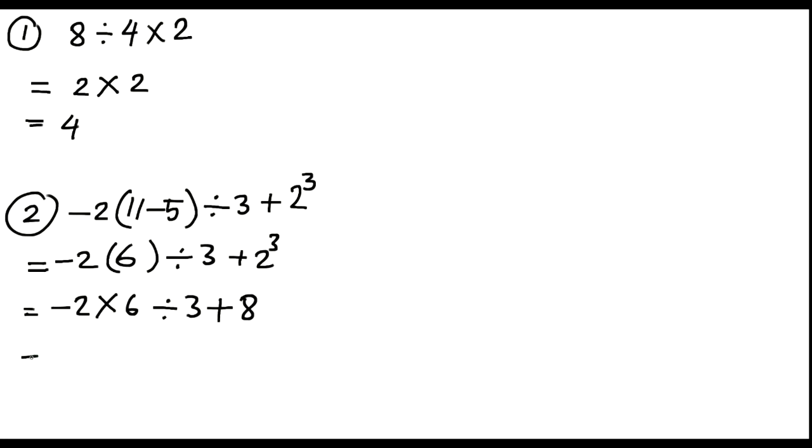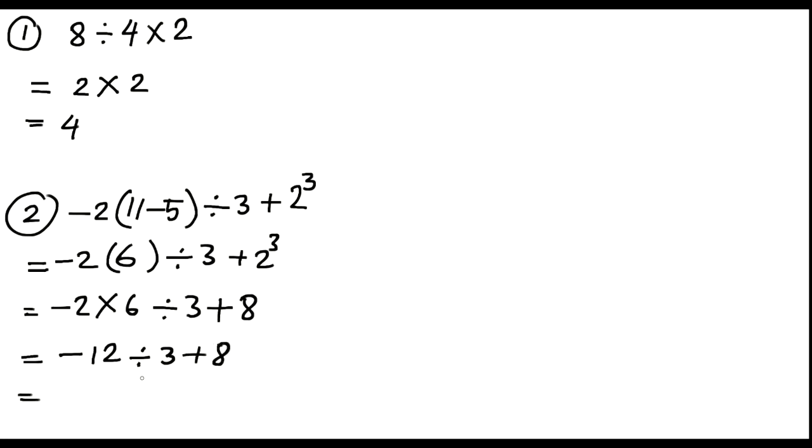Our next is multiplication or division, whichever we find first from the left. So from the left we have multiplication and division. So we will do the multiplication first. Negative 2 multiplied by 6 will be negative 12, divided by 3 plus 8.